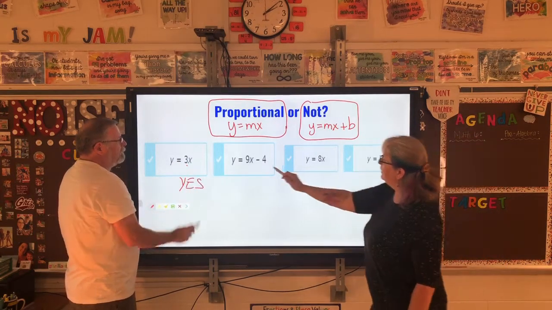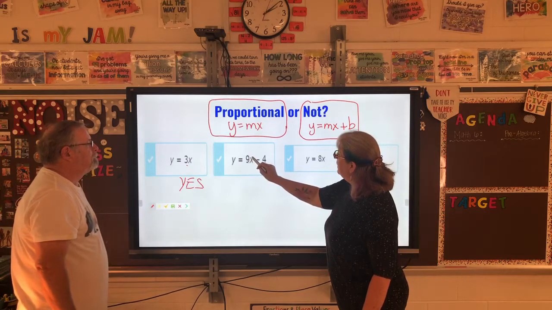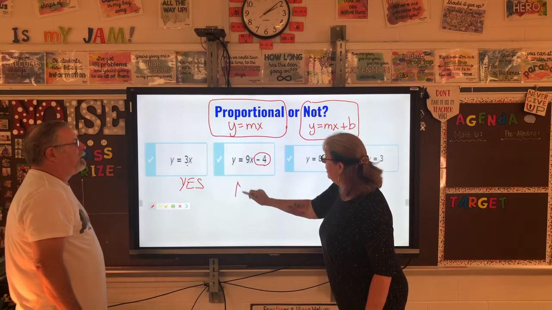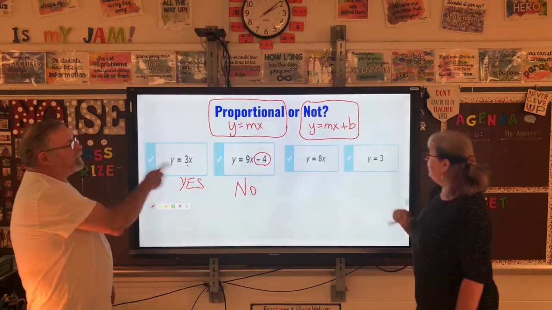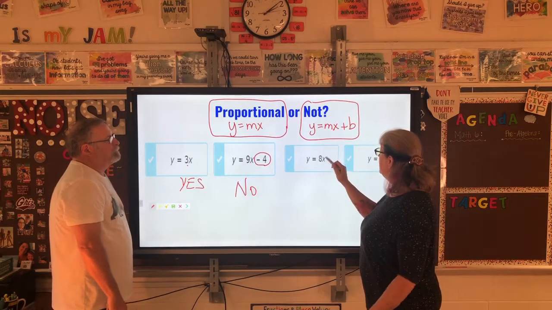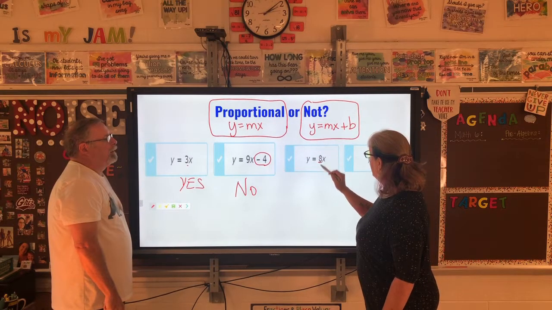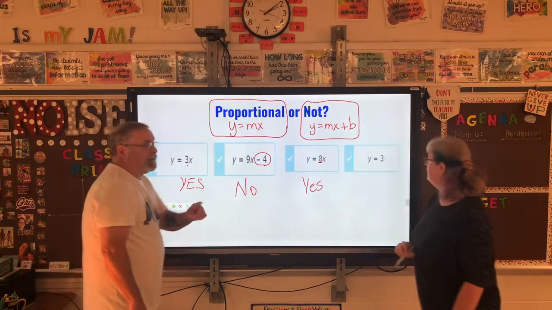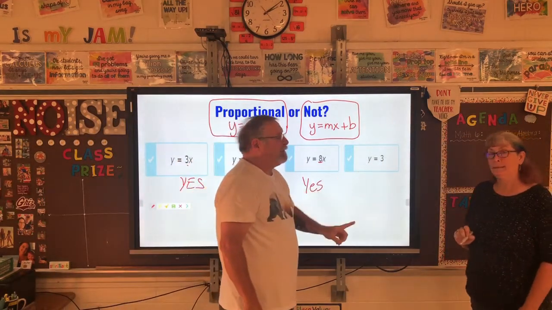Y equals 3x. Y equals mx. Yes. Let's look at the second one, y equals 9x minus 4. Once I see this, that can't be. Nope. How about the next one? Okay, this is y equals 8x. So I know it has that x there. Remember, I've got the y and the x. That's a yes.